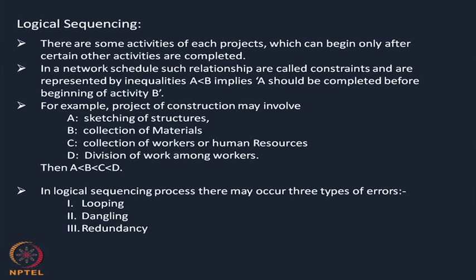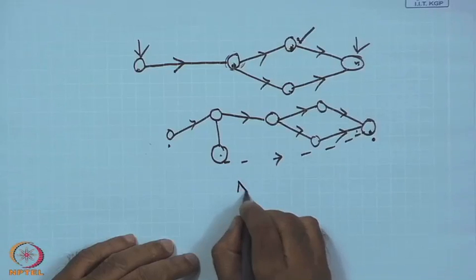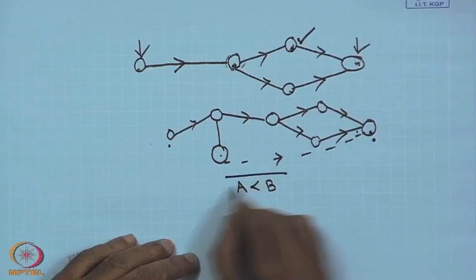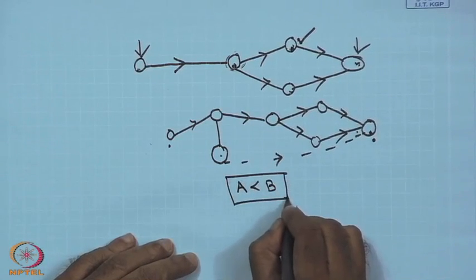The next one is logical sequencing. There are some activities of each project which can begin only after certain other activities have been completed. As I was telling, the activities can start only when some other activities have been completed. In a network schedule, such relationships are called constraints, and we represent it by the inequality A less than B. I have written here A is less than B.